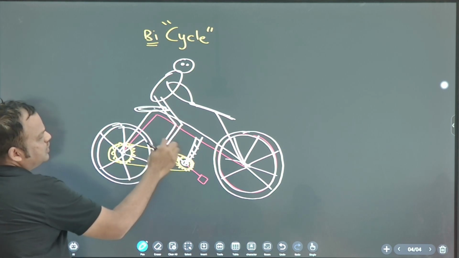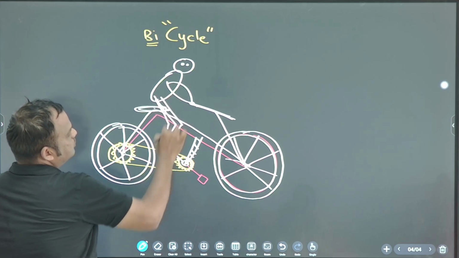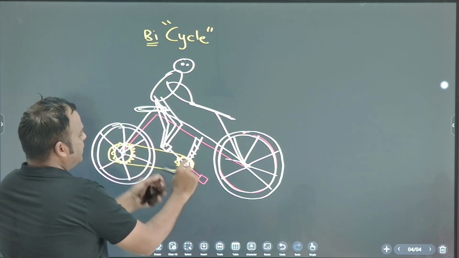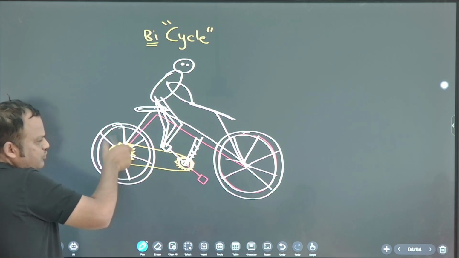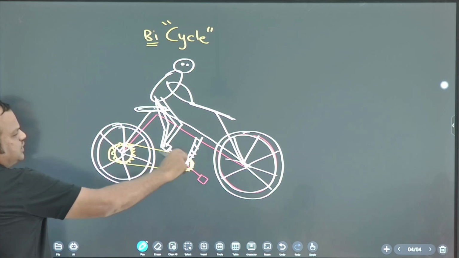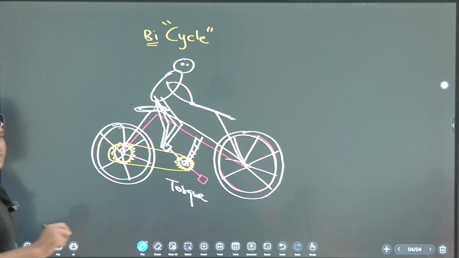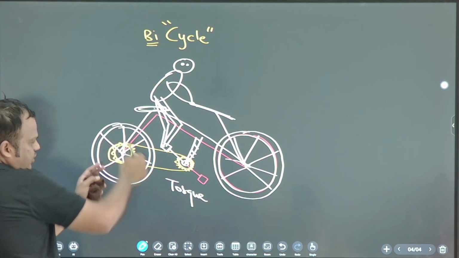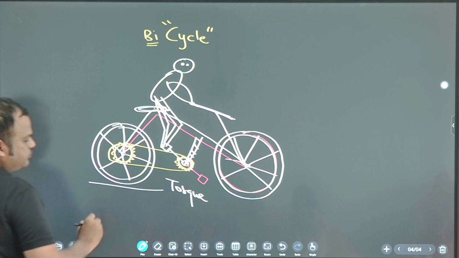So now what will this person do? It will pedal it, right? It will pedal it. So this will move. So the chain is there. So this will also move. So this person is providing torque. This is known as torque. When you rotate something, what do you call it? Torque. So this will provide torque. So it will rotate.